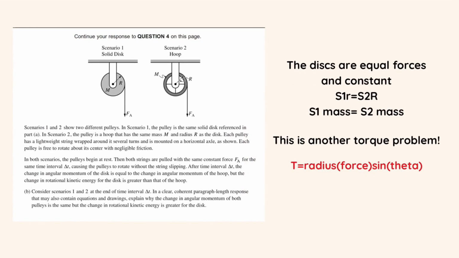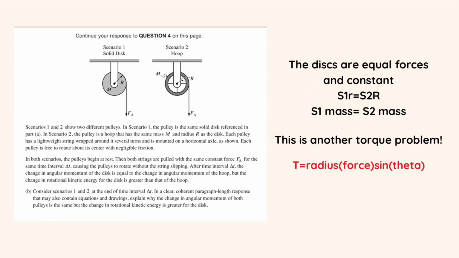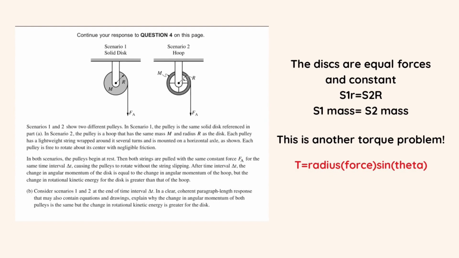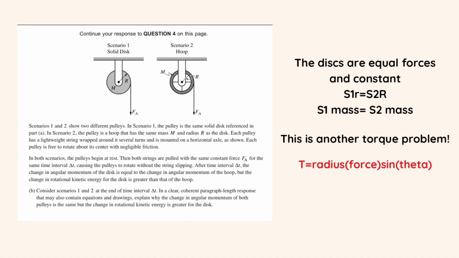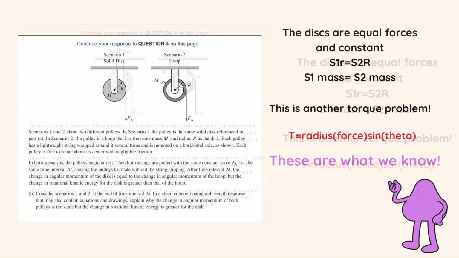So this is another torque problem. There are two things we have to address for part B. We have to address the change in angular momentum in both pulleys and the rotational kinetic energy. So this is more of a paragraph-based response. And these are known facts. So we also know that torque is equal to the change in angular momentum, defined by torque equals r F sine theta. And we also know that momentum should always be conserved.